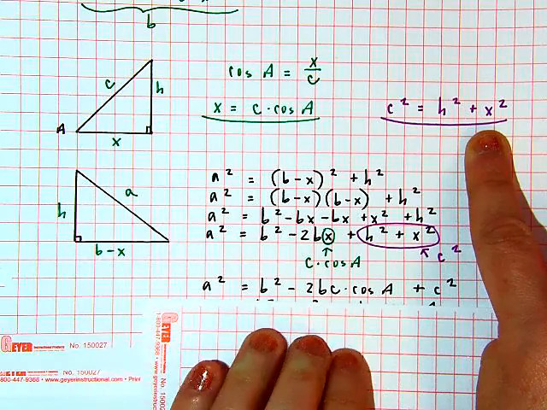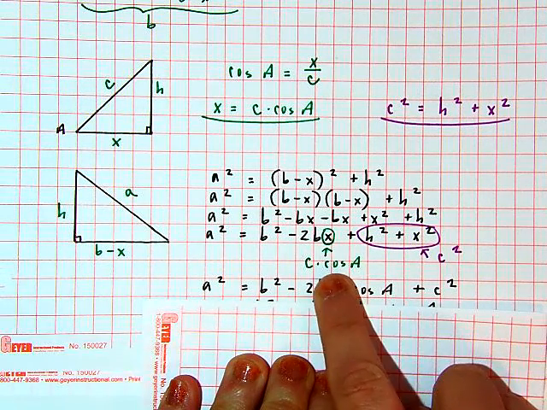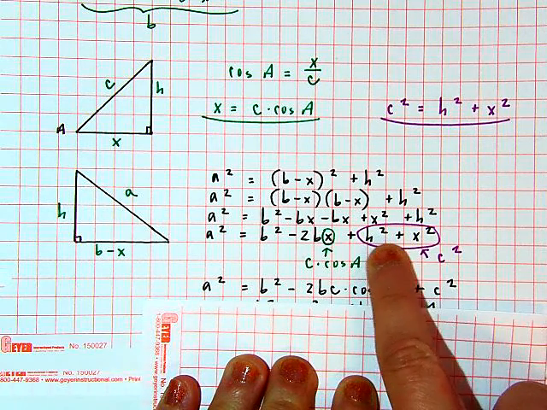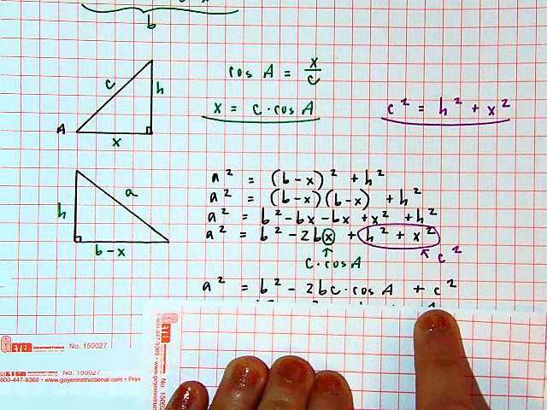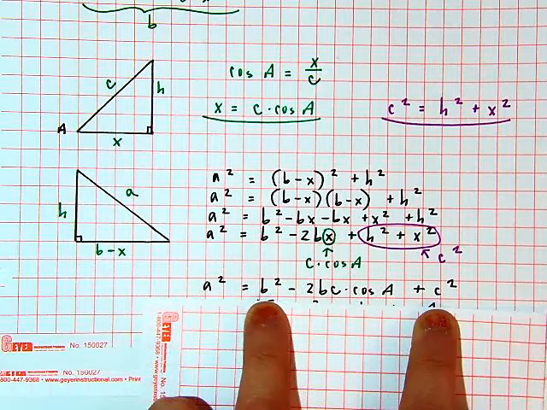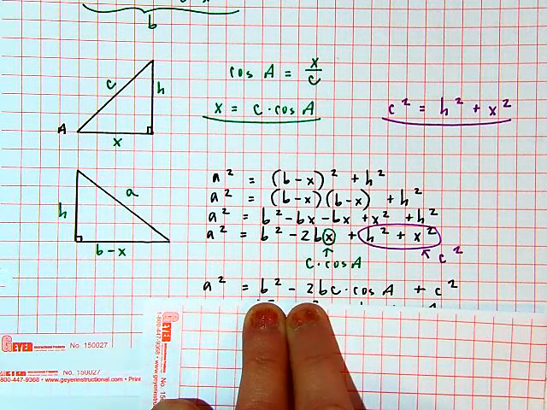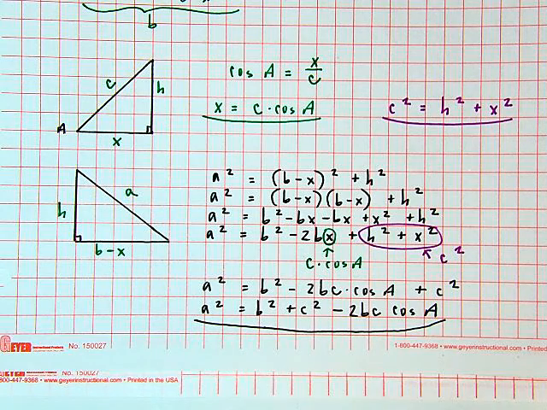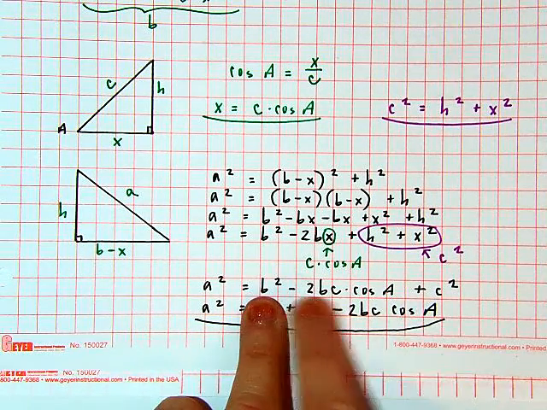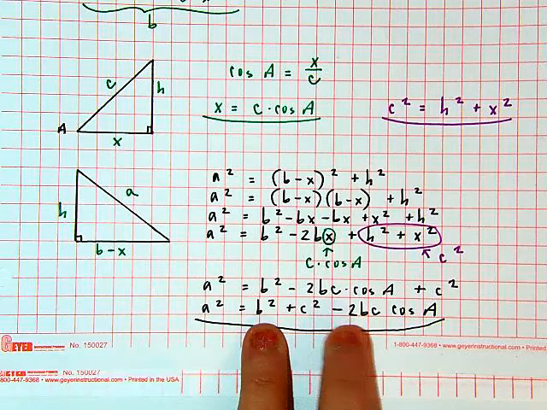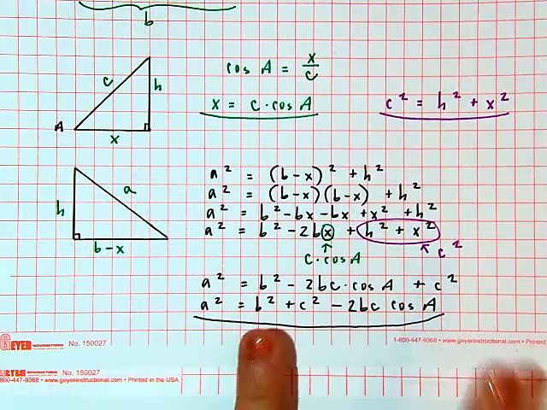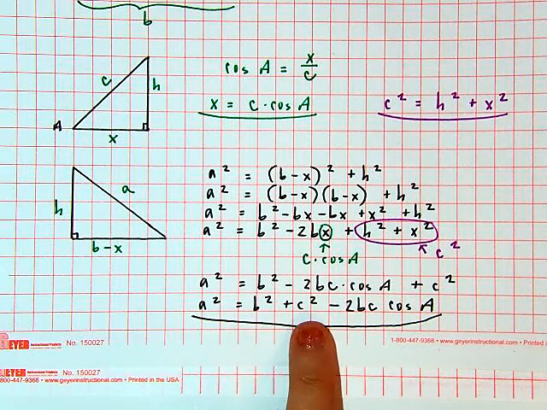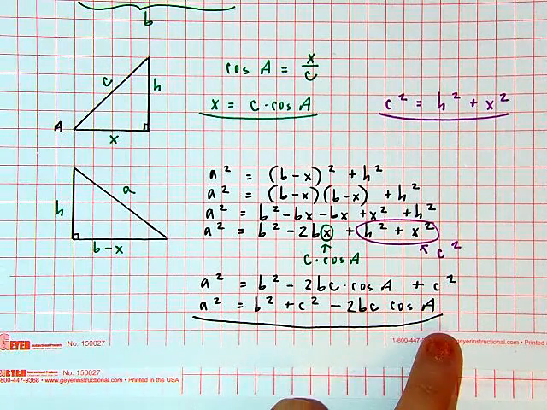All right, so now where are we at? So with that c times cosine A in for x, this is now what it looks like. And that c squared in for h squared plus x squared, this is what it looks like. So the last thing to do is just reshuffle it, put the b squared next to the c squared, and then take away 2bc times cosine A. So the only thing that happened to move us into our final structure is we've just put the b squared next to the c squared. So we've written that part together up in front, and then we saved the best for last. So here again, law of cosines: a squared equals b squared plus c squared minus 2bc times cosine A.